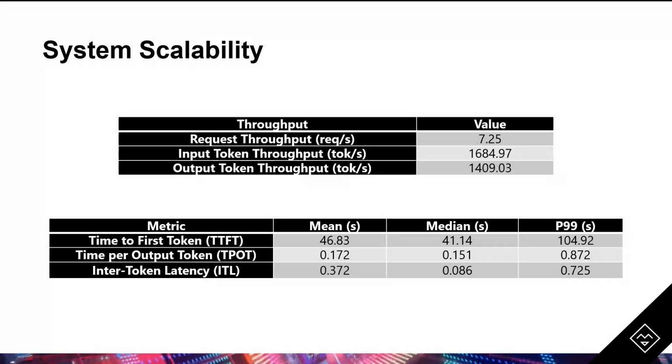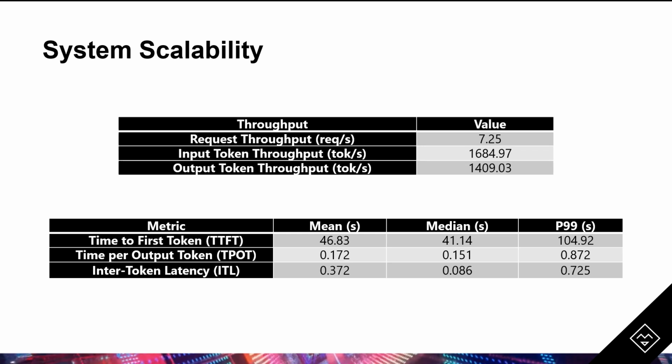Our system scales well in two key areas: throughput and latency. First, throughput. We can handle about 7.25 requests per second, processing nearly 1,700 input tokens and 1,400 output tokens per second. This makes it great for high-volume tasks like bulk document processing.